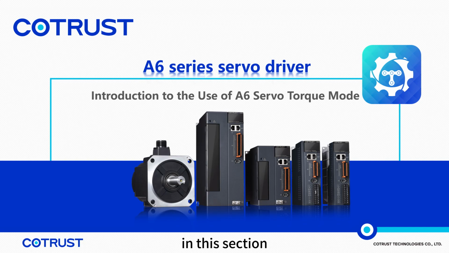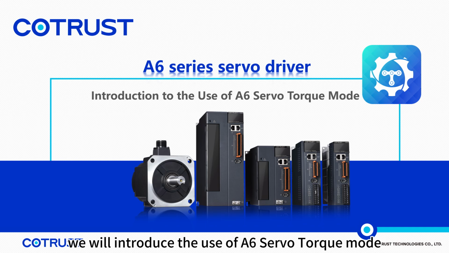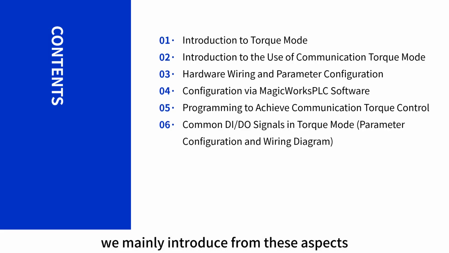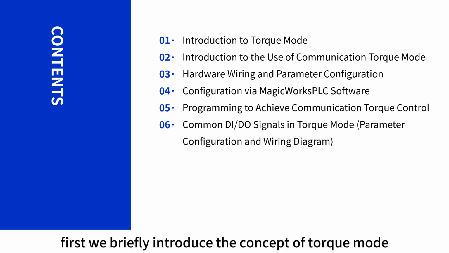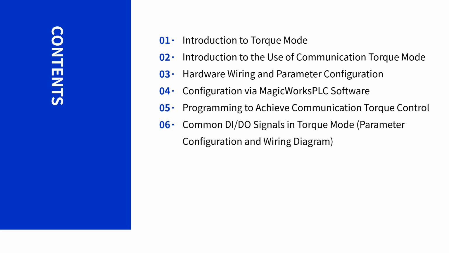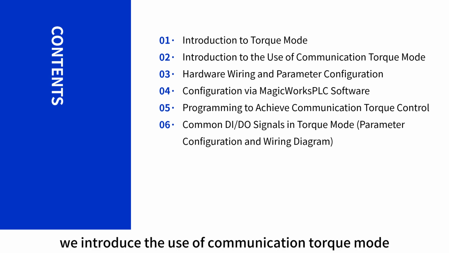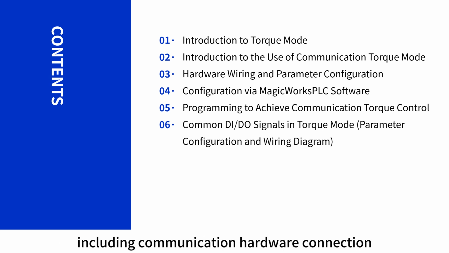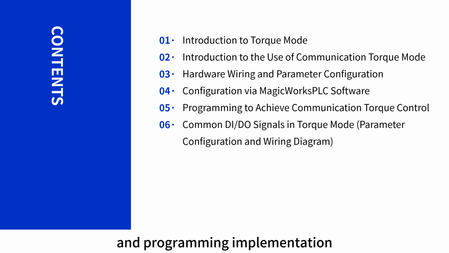In this section, we will introduce the use of A6 servo torque mode. We mainly introduce from these aspects. First, we briefly introduce the concept of torque mode, and then we introduce the use of communication torque mode, including communication hardware connection, parameter configuration, and programming implementation.